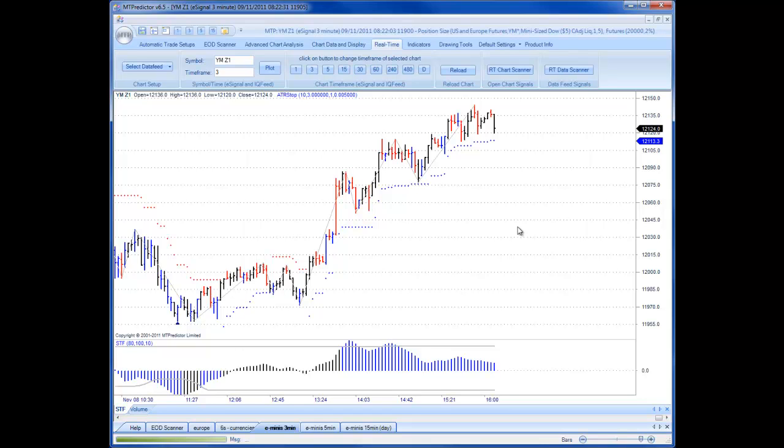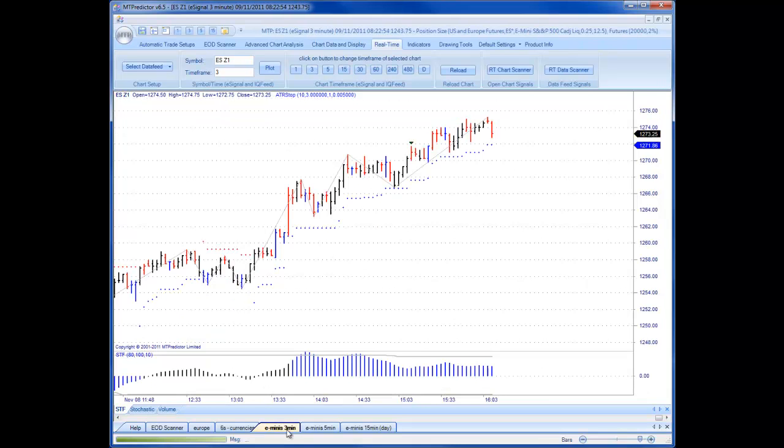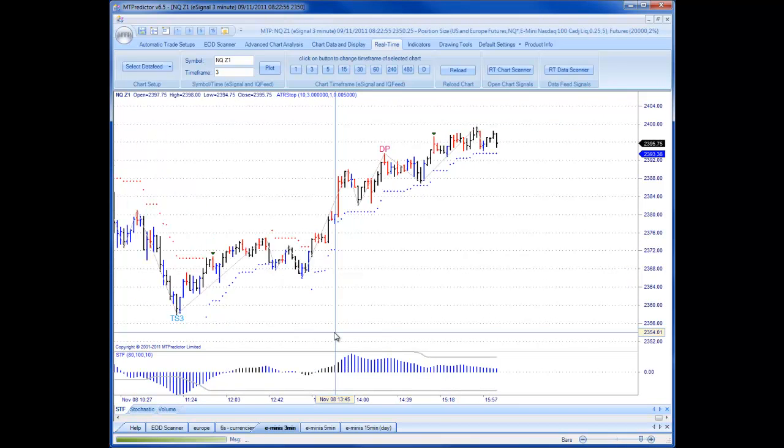In this video I'd just like to do a very quick roundup of the US E-minis for yesterday, which was Tuesday, November the 8th. Particularly looking at the standard and automatic trade setups. In fact, if I go to the NQ, this is probably the easiest one to start with.